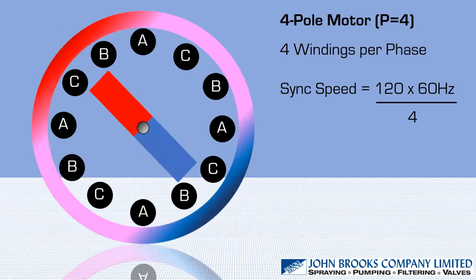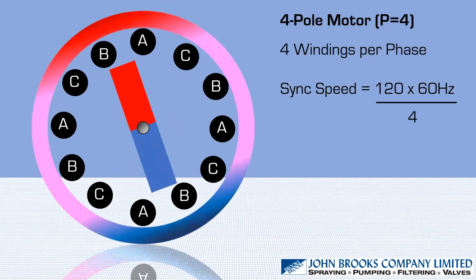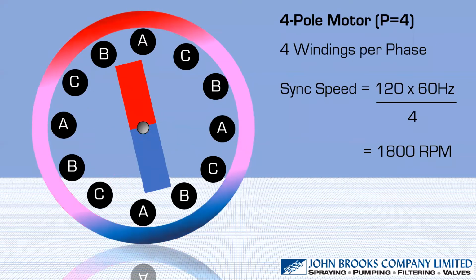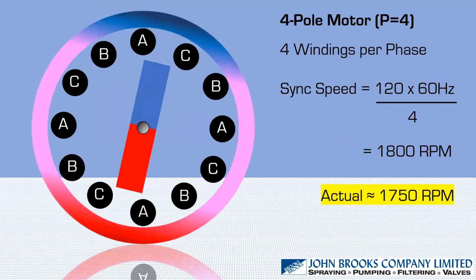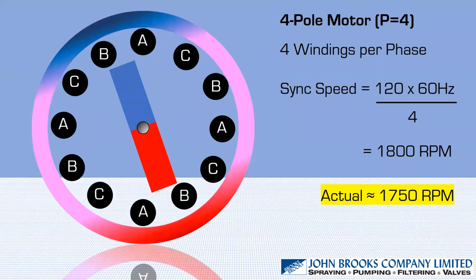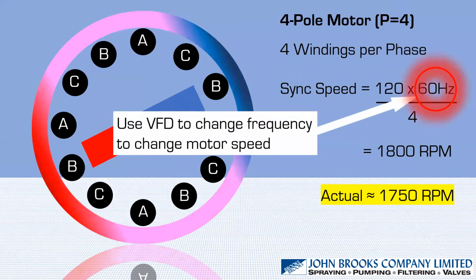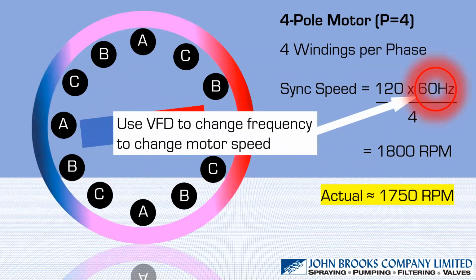So synchronous speed is 120 times whatever frequency you are feeding it, in this case 60 hertz, divided by the number of poles, which is 4. And therefore the synchronous speed of the motor is 1800 RPM. Actual would probably be in that 1745 to 1755 region. And again, to change the speed here, we would change the frequency.